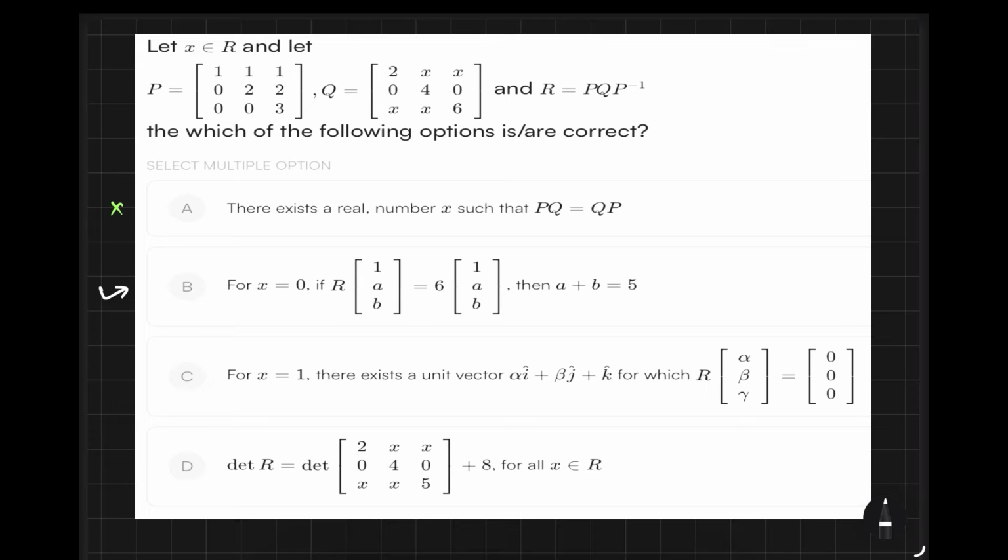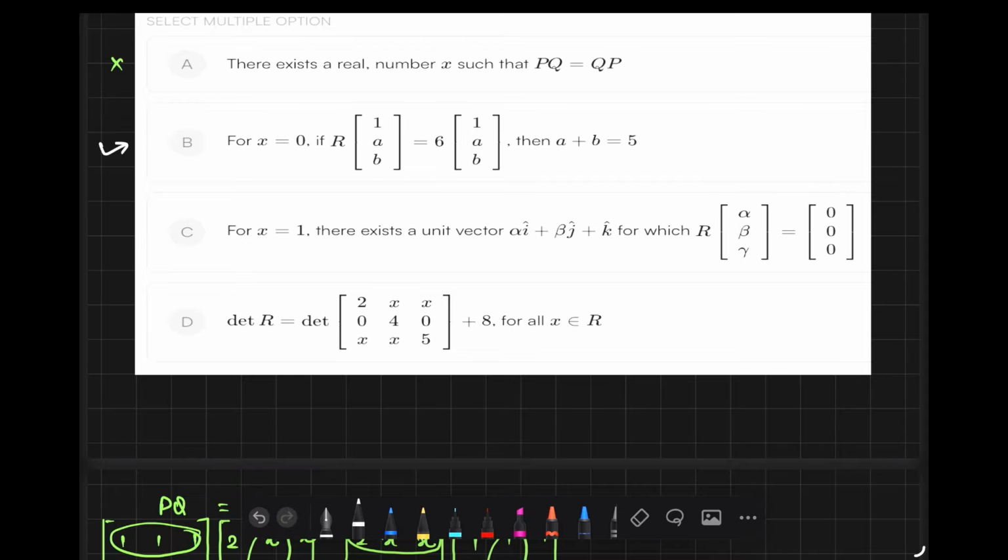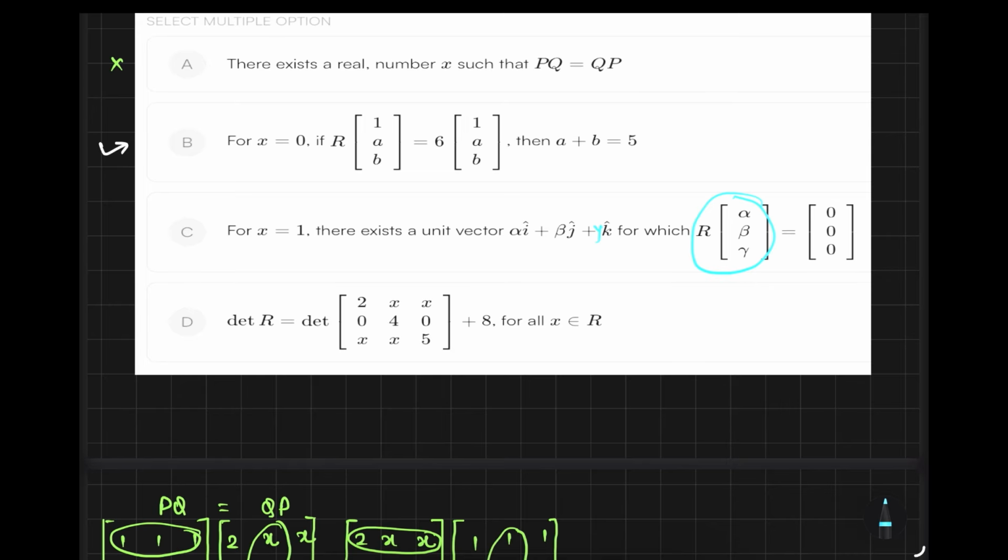Okay, now focus on option C and option D. In this case they are saying that for x equals to 1 there exists a unit vector, alpha square plus beta square, here you should have gamma. So alpha square plus beta square plus gamma square should be 1. So look at this situation. I feel that this question and this question are almost the same. In both the cases you have to find out the determinant of R.